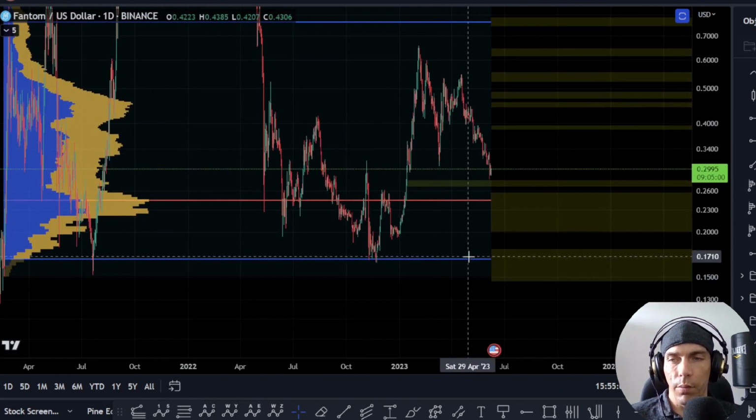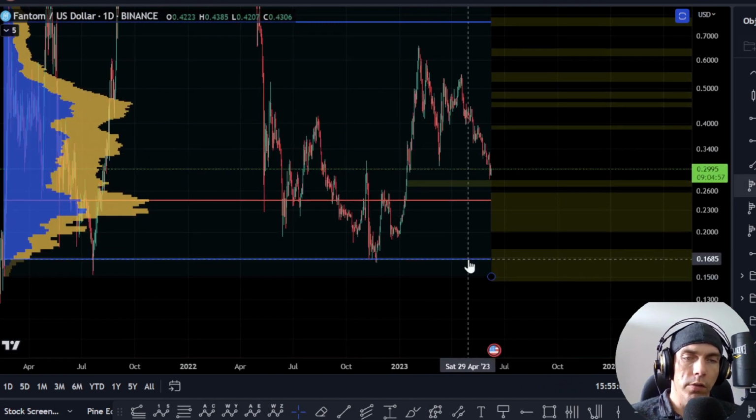Now if we did move down deeper as well, we have this value area low sitting towards a 16.85.